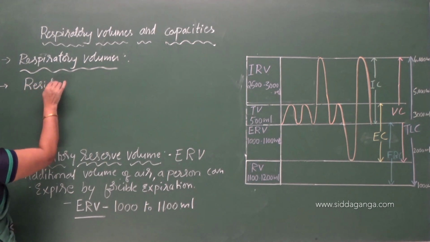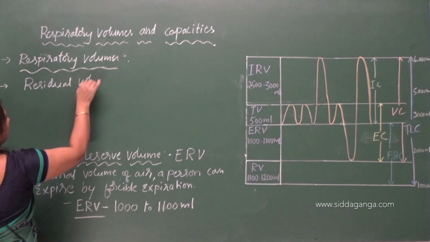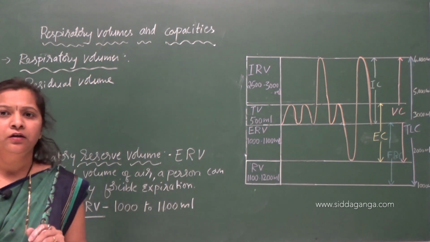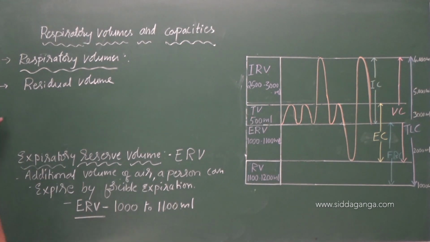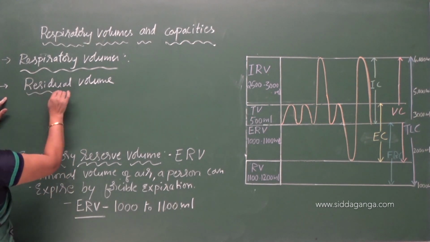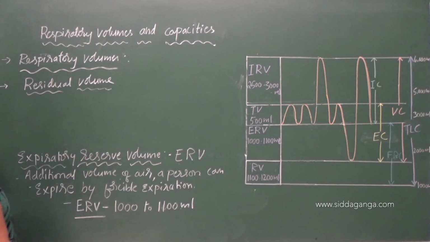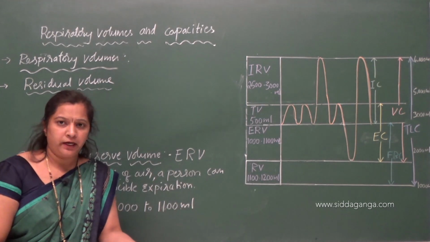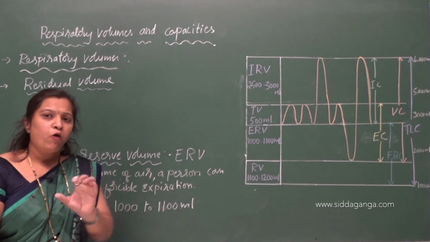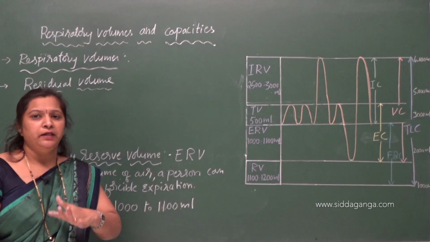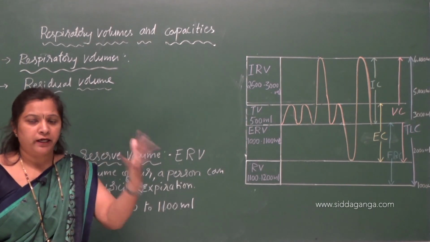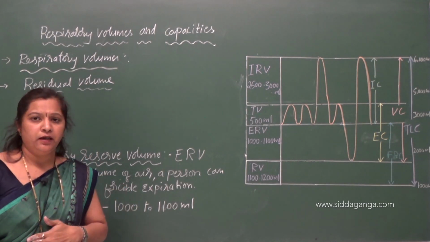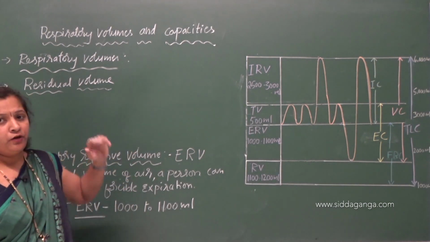Residual volume. See, what is residual volume? Even after forcible expiration, some volume of air will always remain in the lungs, which we cannot expel. So that volume of air which always remains in the lungs is called residual volume.